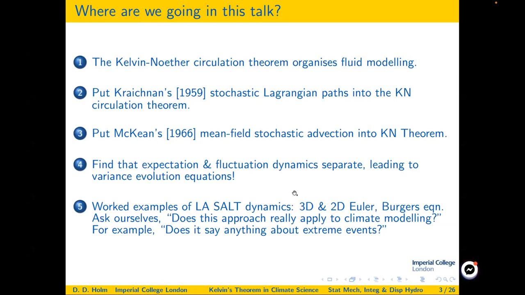It's probably more interesting. And so we can ask ourselves then, does this really apply to climate modeling? And we can ask if it says something about extreme events in the examples, Euler's equation, Burgers equation. Of course, it's not really applying to climate modeling, but it is what a climate model would look like if you could write down predictive evolution equations for the statistics of the system.